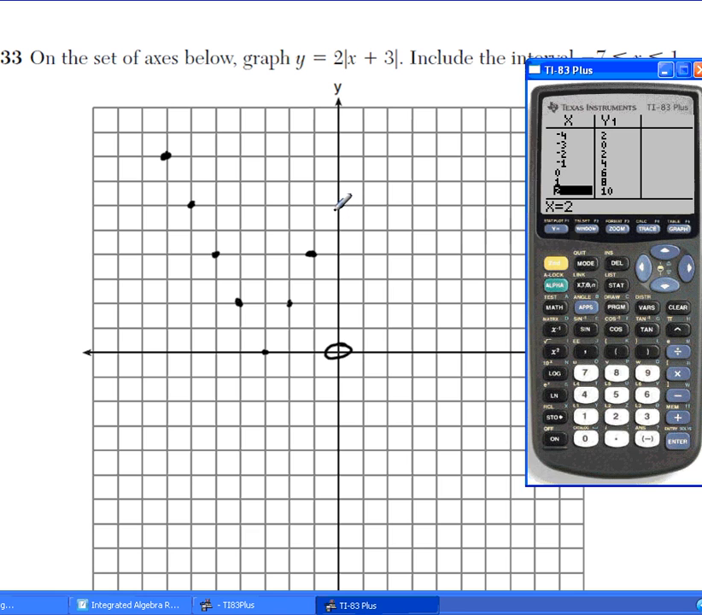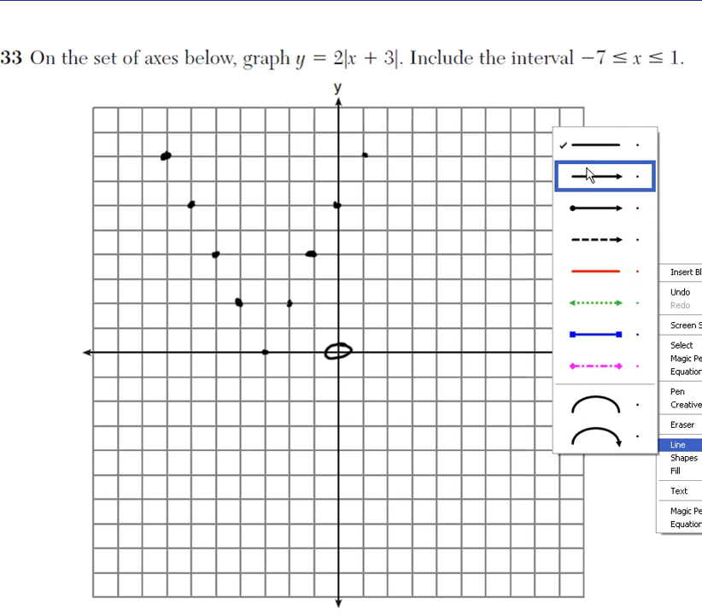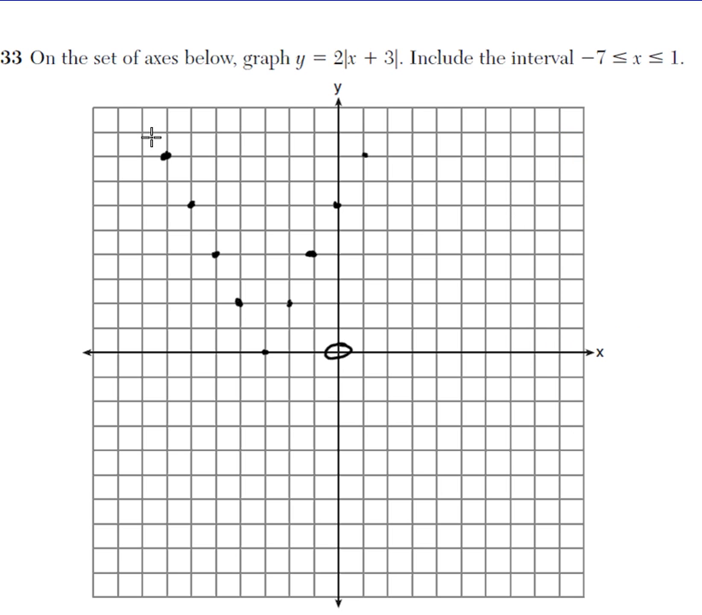And then we've got 0, 6. And we've got 2, 10. Whoops, sorry, not 2, 10. 1, 8. And now we could connect this. And that is our graph.